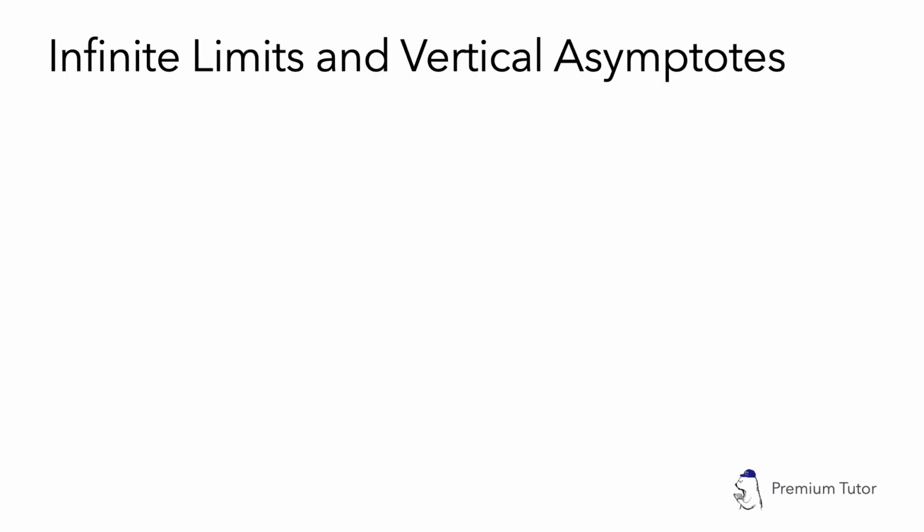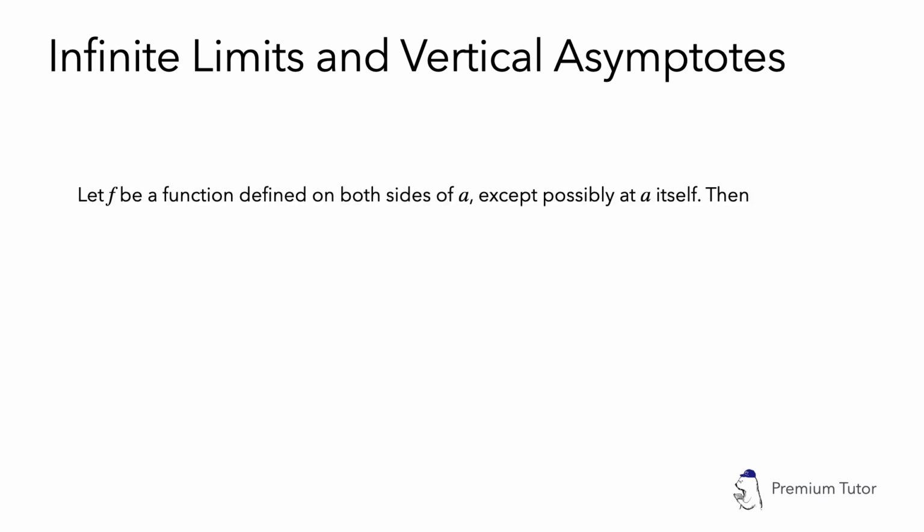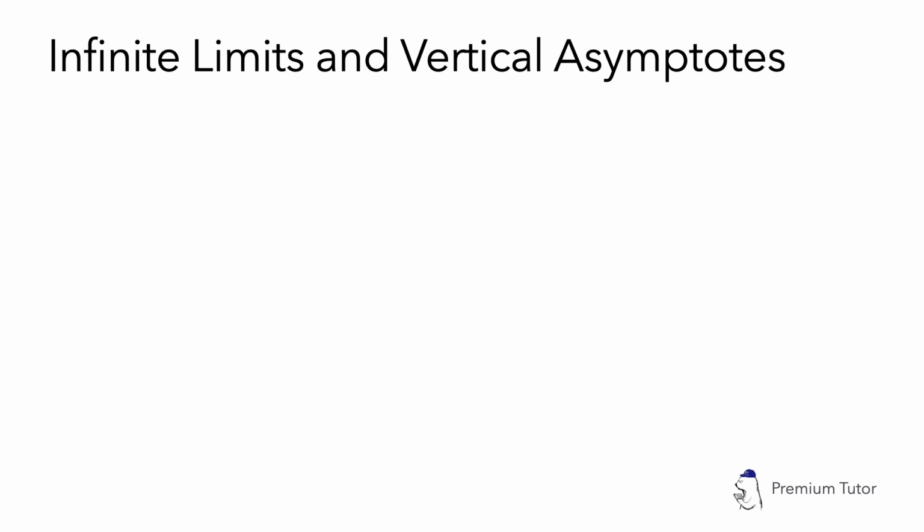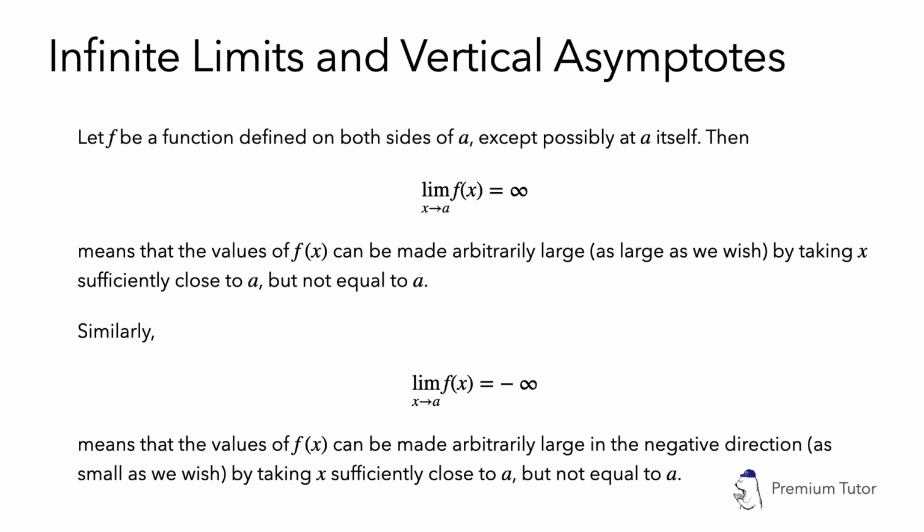Now let's look at a different kind of behavior, when a function doesn't settle or oscillate, but instead shoots off toward infinity. If f of x gets larger and larger as x approaches some value a, we say the limit of f of x as x approaches a is equal to infinity. That simply means the closer we get to a, the bigger f of x becomes, with no upper limit, no boundary, just continuous growth. Functions can also go the other way, dropping down toward negative infinity.